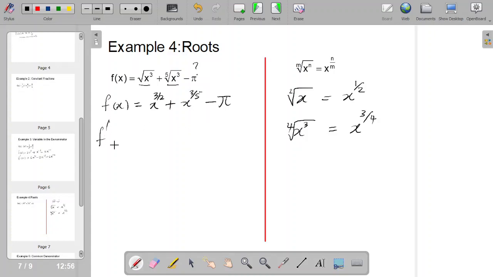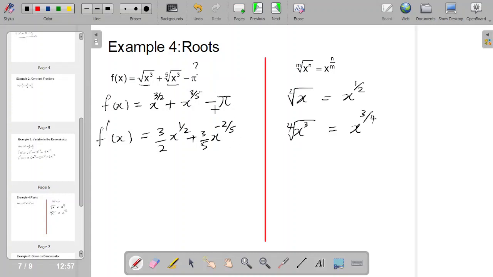So we find our derivative, f prime of x will be 3 over 2 because you are multiplying it with 1. x to the 3 over 2 minus 1 will be 1 over 2. And then you have to deal with this part, so you'll have 3 over 5 times 1, which will be 3 over 5 x, and then 3 over 5 minus 1, which is like minus 5 over 5, will be minus 2 over 5.